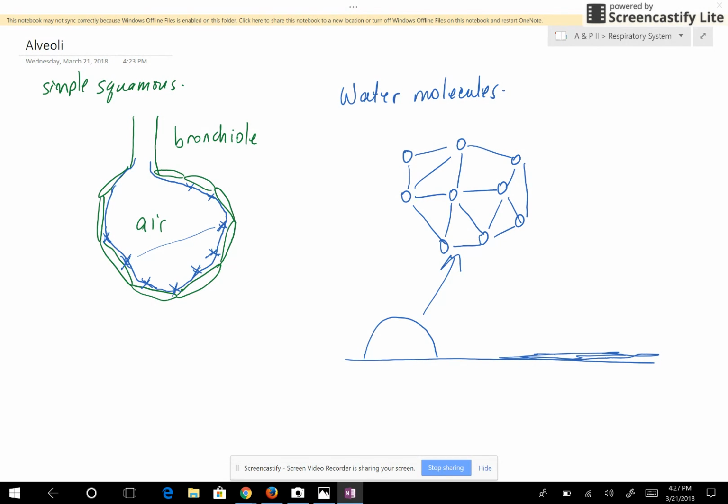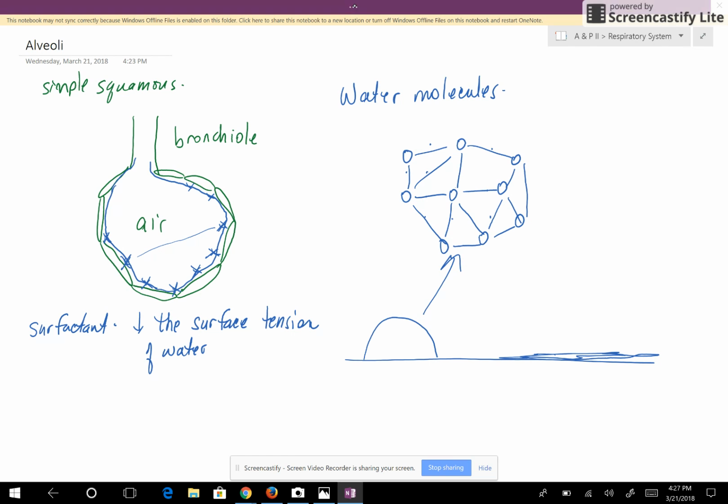Okay, the alveoli secrete surfactant. Surfactant is going to decrease the surface tension of water. Okay, the surface tension of water is these hydrogen bonds here that are holding those water molecules together.